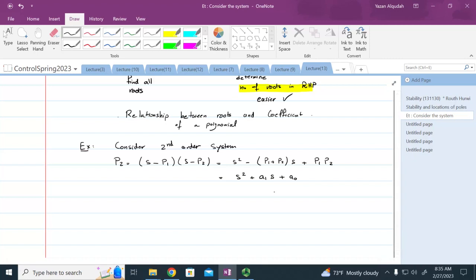So if we have a second order polynomial, how are the coefficients of the polynomial related to the location of the poles? These P1 and P2 are the location of the poles. How are they related to the coefficients of the polynomial? By this equation, A0 is equal to the multiplication of the poles. A1 is equal to negative the summation of the poles. You see it? Everybody?